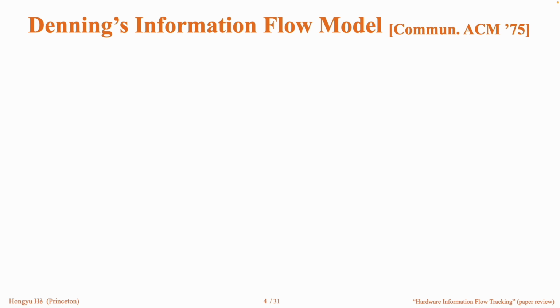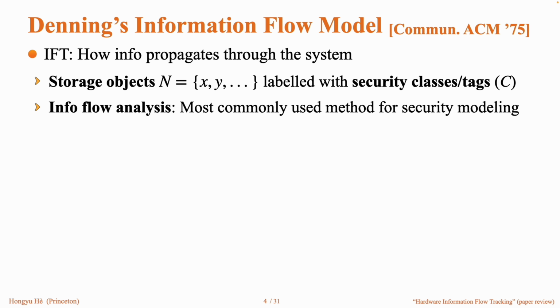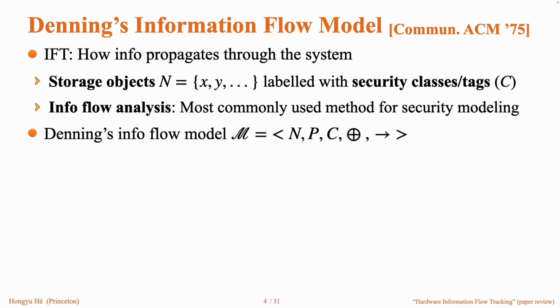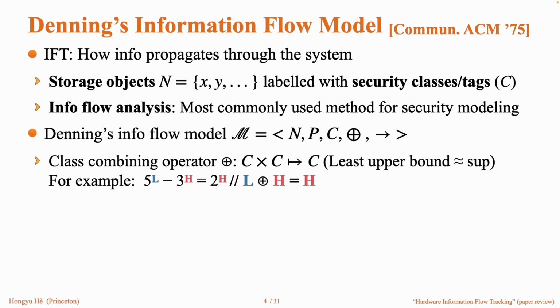them. So yeah, the formal model introduced in this paper, the first one, was Denning's information flow model. And what this is, as we've talked about, we have X, Y, Z, a set of storage objects, and the tags or the classes, security classes. Information flow analysis is the most commonly used method to reason about security. And this model also consists of an interesting operator, which is this combining operator, the plus operator. It produces a class by combining two of them, a class, sorry.